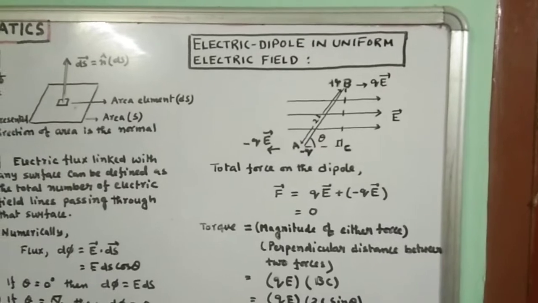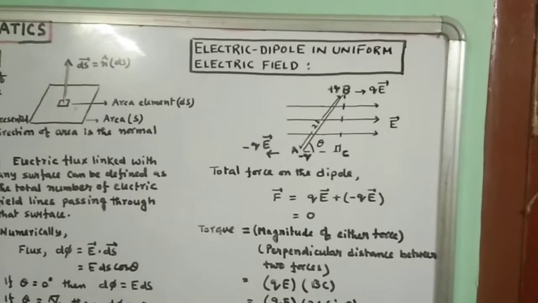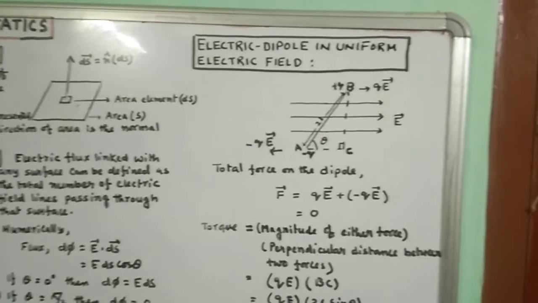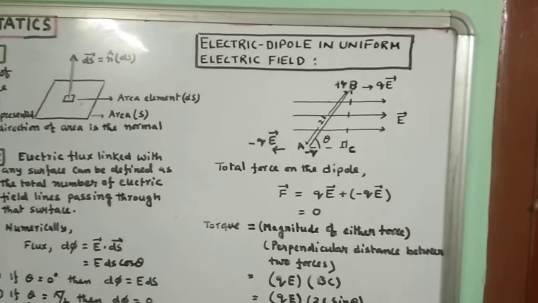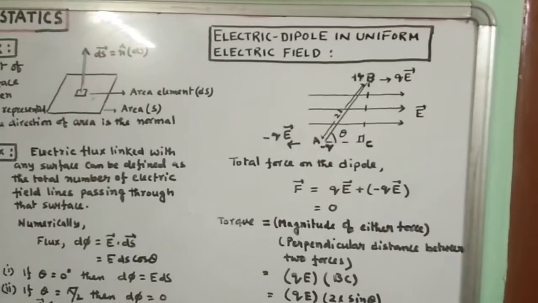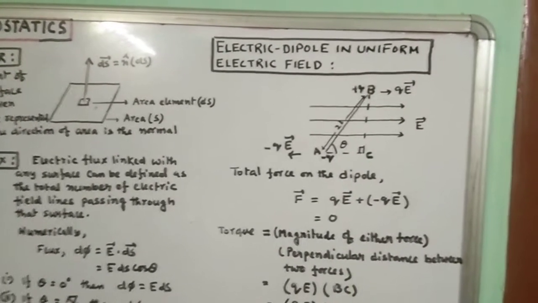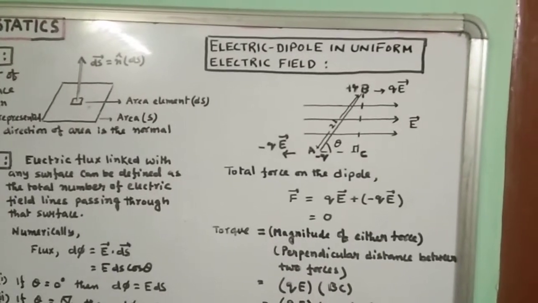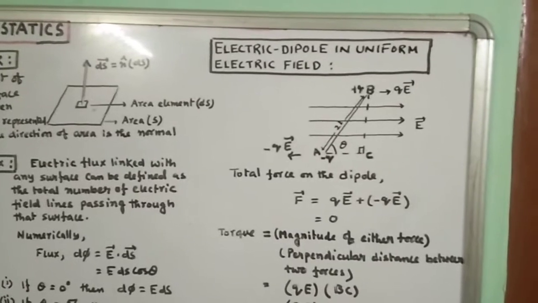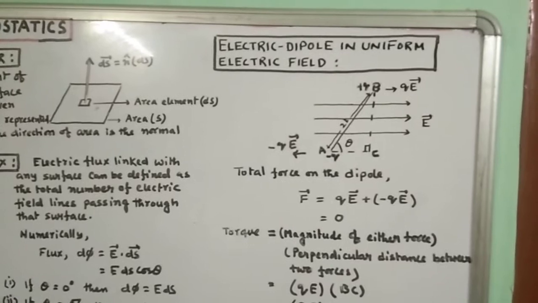Now, in last class we discussed electric field intensity and dipole. Today we are going to discuss electric dipole in uniform electric field. In last class we discussed that in a uniform electric field, the magnitude of the field intensity and direction remain the same throughout the field. Now, today's topic: electric dipole in uniform electric field.